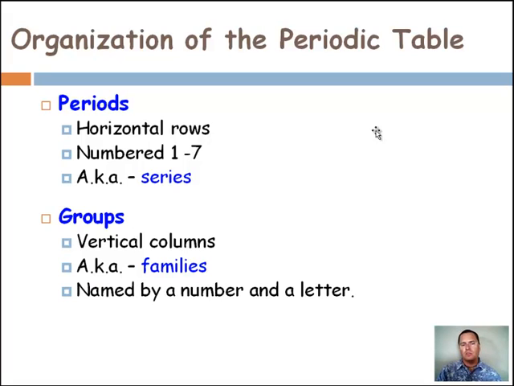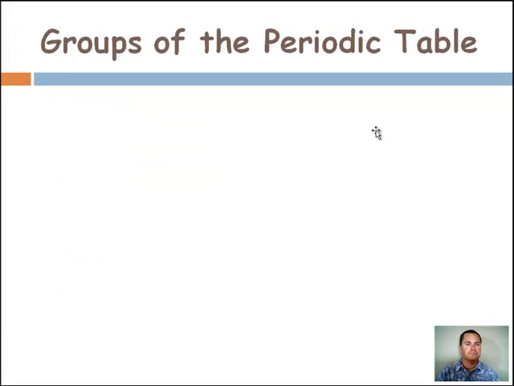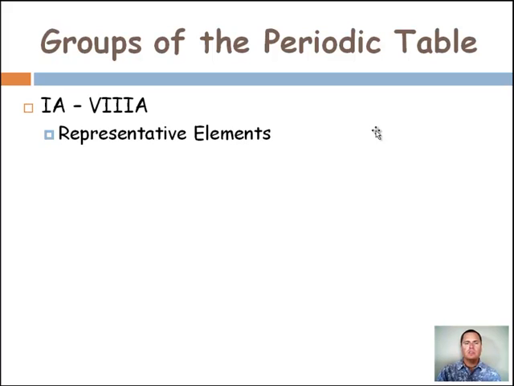These groups are named by a number and a letter. So for example, we have 1A, 2A, 3A, 4A, all the way up to 7A, or we'll have the B's, 1B, 2B, 3B, and so on. Depending on what your periodic table looks like, you may or may not see this organization. Some of them just label them 1, 2, 3, 4, 5, 6, 7. It varies depending on what periodic table you're using. Okay, the groups 1A through 8A, these are what we call our representative elements.